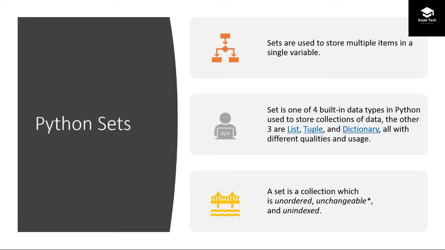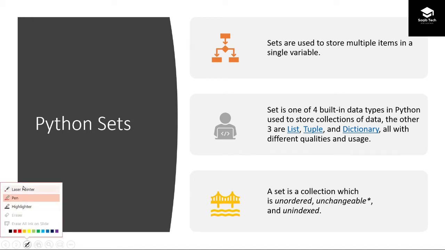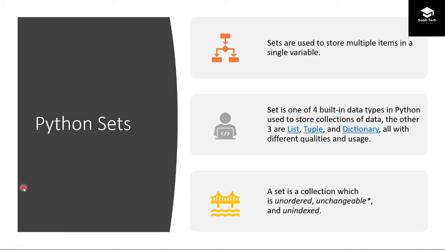So what are sets? Sets are also a data structure to store multiple values like dictionary or list. It is also one of the 4 built-in data types in Python. Like there is a built-in data type list and dictionary, similarly, there is a set. Okay, so let's look at the main difference.